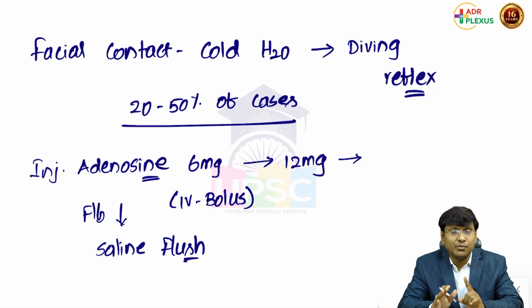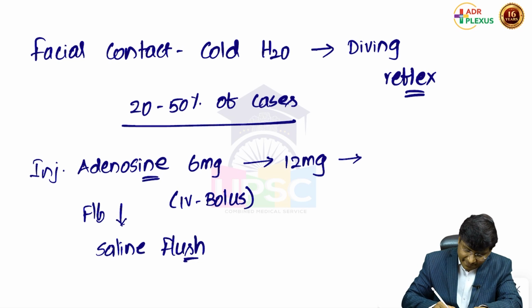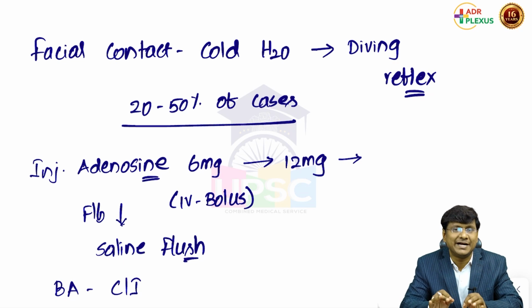But always remember, whenever you are giving this adenosine, you have to check the background history of whether the patient has any history of bronchospasm or bronchial asthma. And if the patient has a history of bronchial asthma, then adenosine is contraindicated.